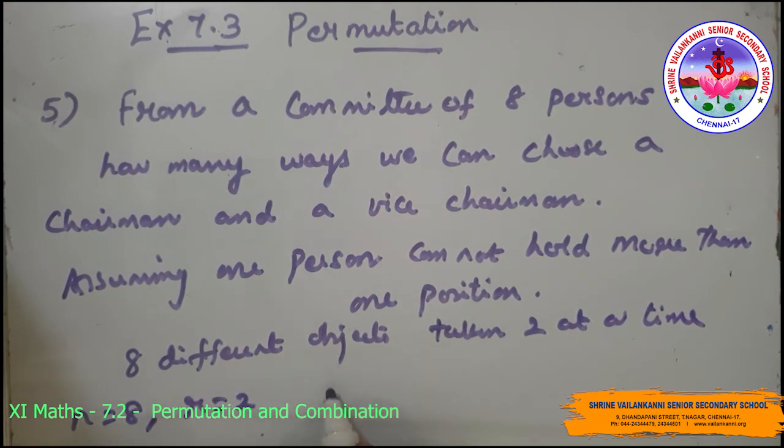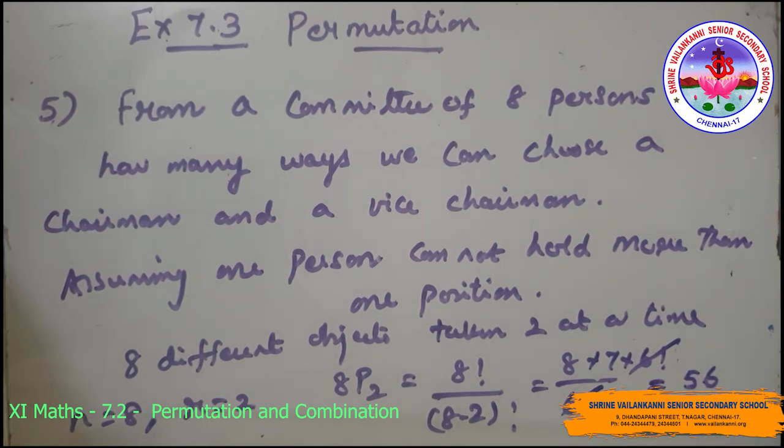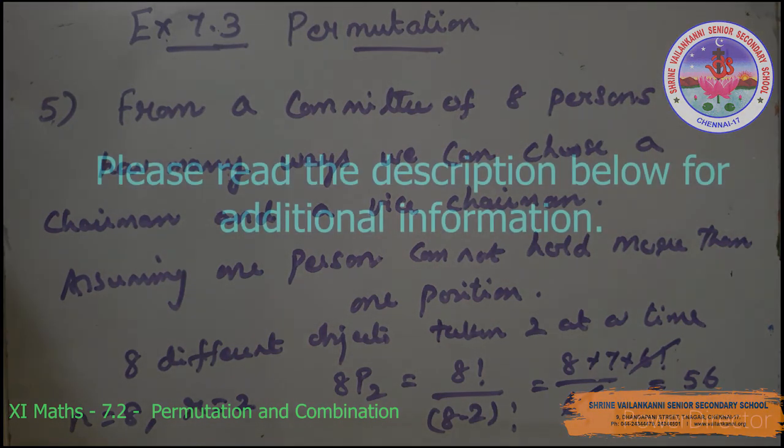So number of ways is 8P2, which is 8 factorial by 8 minus 2 factorial, which is equal to 8 factorial by 6 factorial. So 8 factorial we can write as 8 into 7 into 6 factorial. So cancelling this, 7 into 8, 56. So there are 56 ways of choosing these 2 persons from the committee of 8 persons.